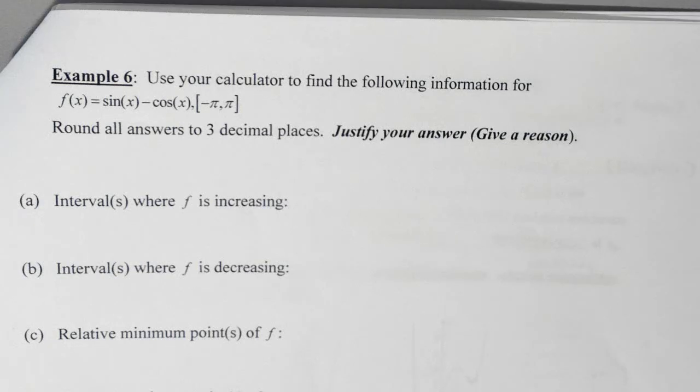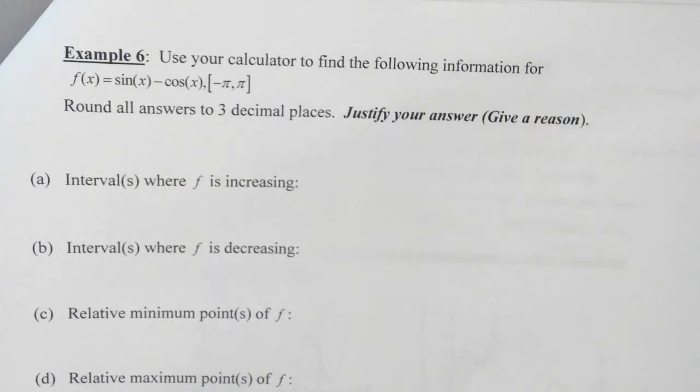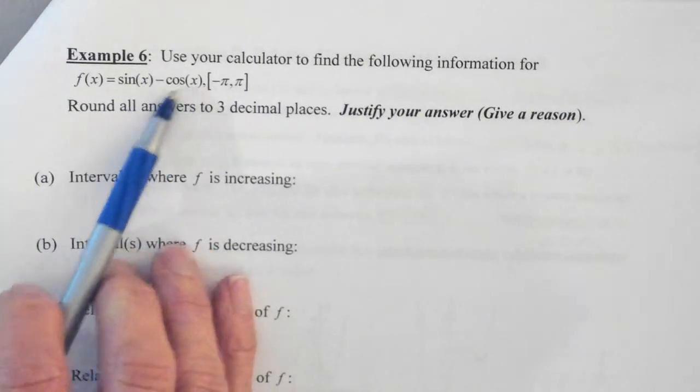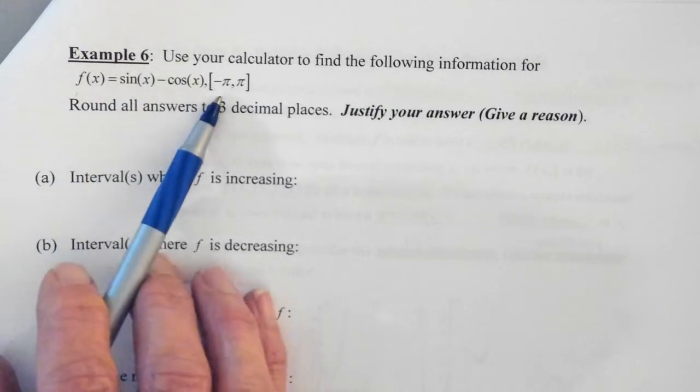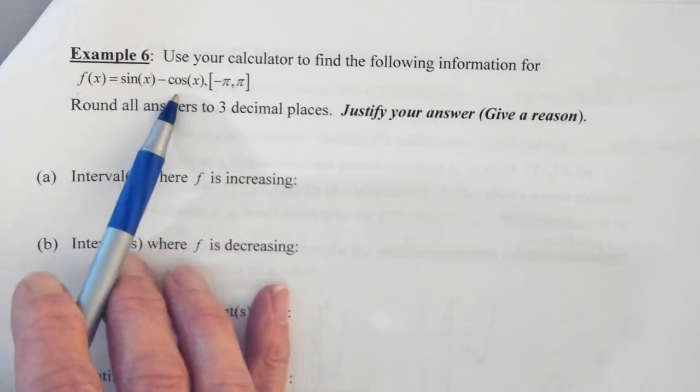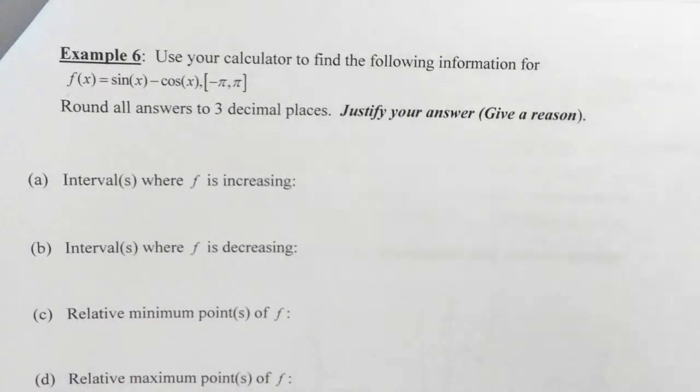All right, so the first thing, Jay, that we want to do is just remember what we're looking at. It says use your calculator to find the following information for this graph. And we're going from negative pi to pi, and this is our function. You did have a problem that you had to do by hand, which can become very cumbersome because then you also have to think about where you are on the unit circle.